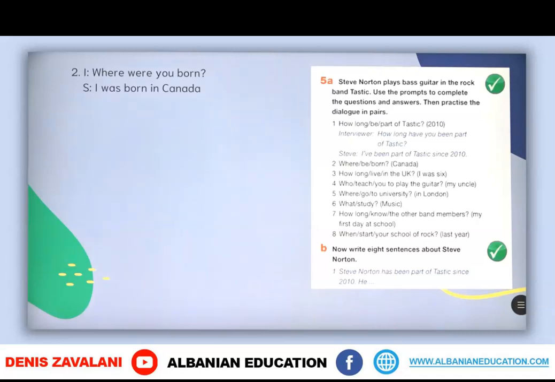Next, we will continue with another exercise, which is about Steve Norton, who plays bass guitar in the rock band Tastic. Here we will use the prompts to complete the questions and the answers. Then we will practice the dialogue in pairs. The first one is the example of how we will continue with the next 7 sentences.